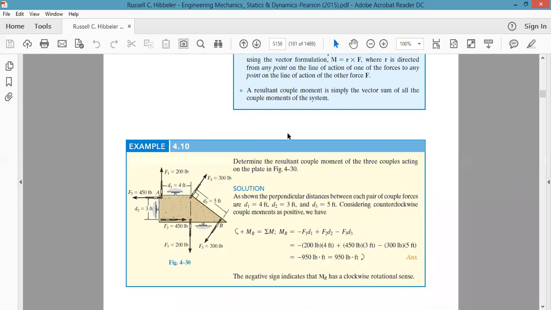Let me take up this solved example here. So let's return back. I was talking about this problem.